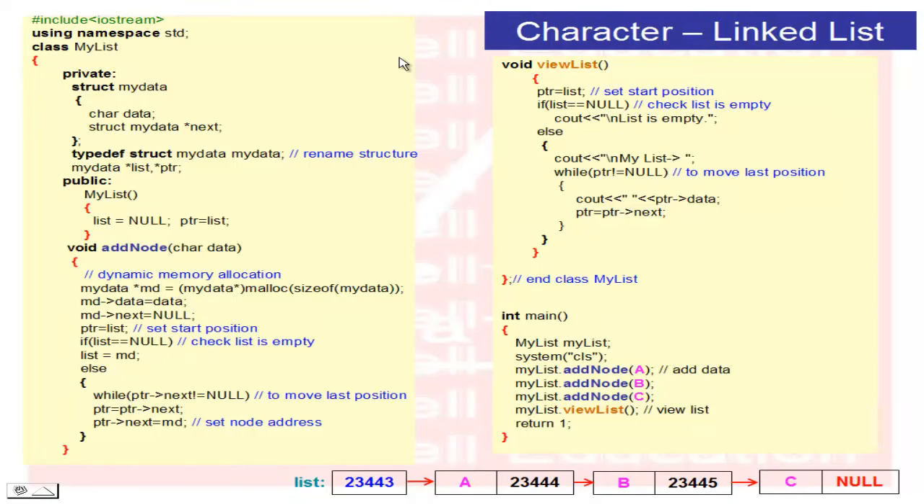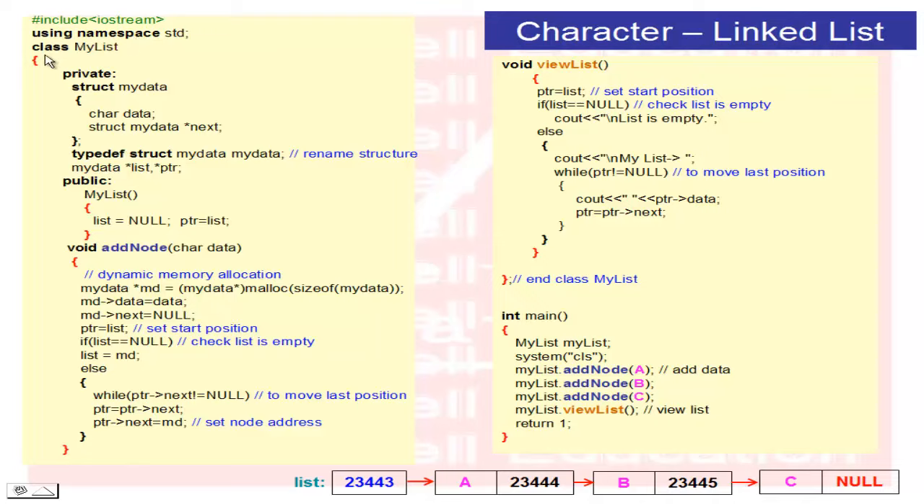Before understanding the template class, first we understand very simple class code. So here I have created a self-referential structure for character data. Okay, or we can say a linked list.